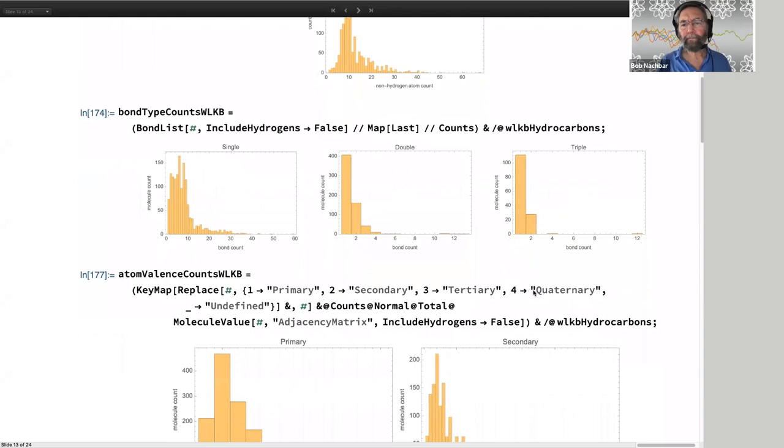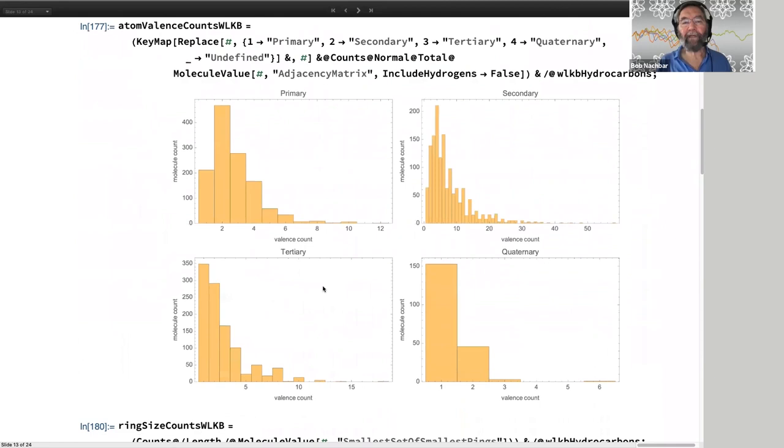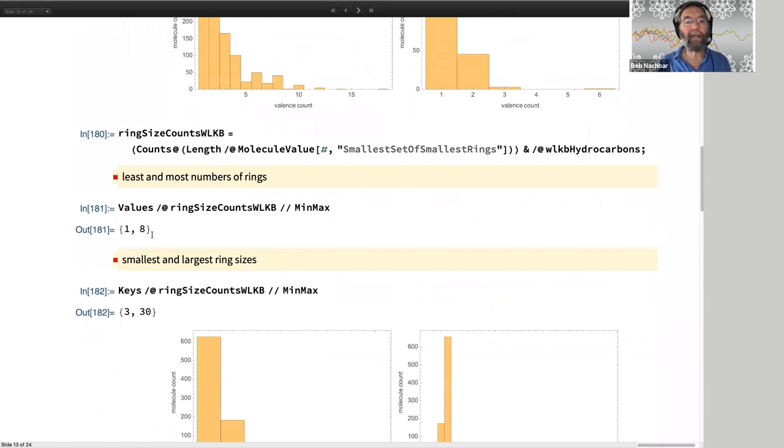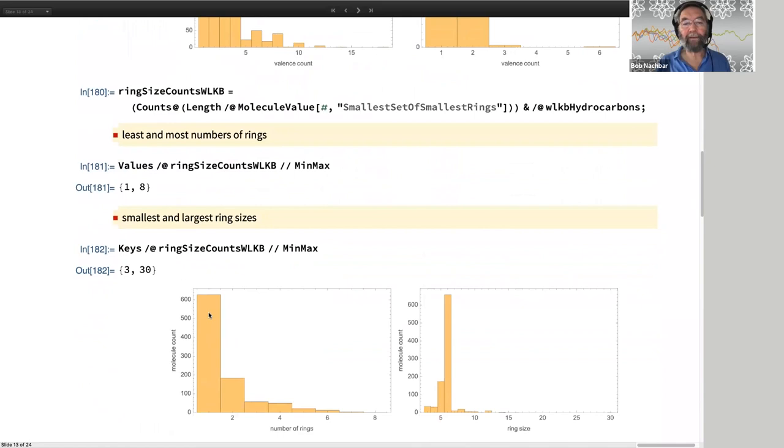We can look at the connectivity of each of the atoms, how many other atoms are attached to a given atom. If there's only one, it's called a primary configuration. If there are two atoms attached to it, it's secondary, all the way up to quaternary. And we can see that they've got these distributions with a longish tail to higher numbers. And then we can look at the rings for this set of molecules. They had from 1 to 8 rings. And the smallest ring was size 3, a cyclopropane, for example. And the largest ring had 30 atoms in it. And this is the distribution of the number of rings and the ring size.